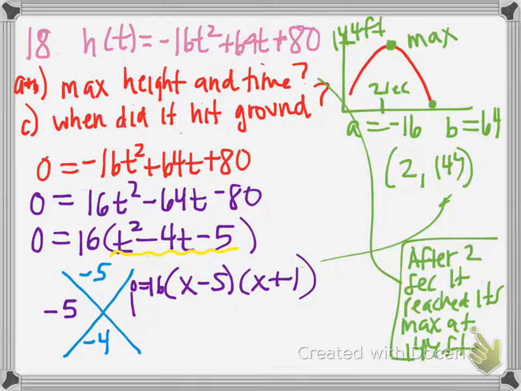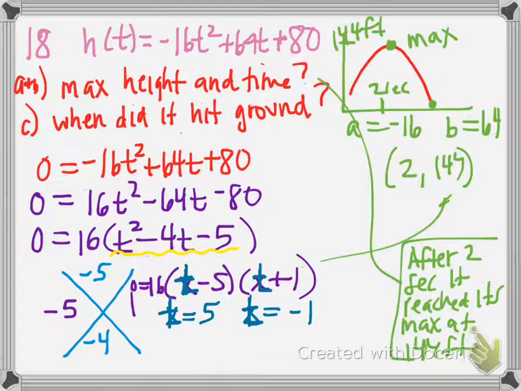And then if I apply the zero product property, I'm really just changing both signs. I can ignore the 16 because it doesn't have a variable attached. So positive 5 and -1. So really, I changed the x's to t's, I was going to say. So really, this represents time. So this is t equals 5 and t equals -1.